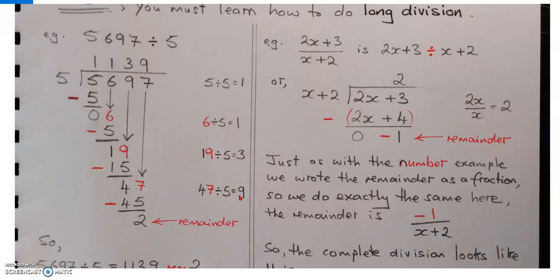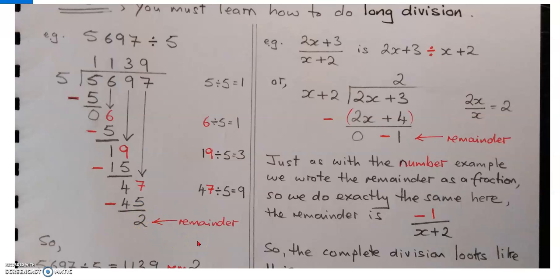Yes, there is a remainder, but don't worry. So the answer is 9, goes 9 times, and then we multiply 9 times 5, which is 45, and we write it underneath the 47 there, and we take away. 4 take away 4 is 0, 7 take away 5 is 2. Okay, now this 2 is our remainder.